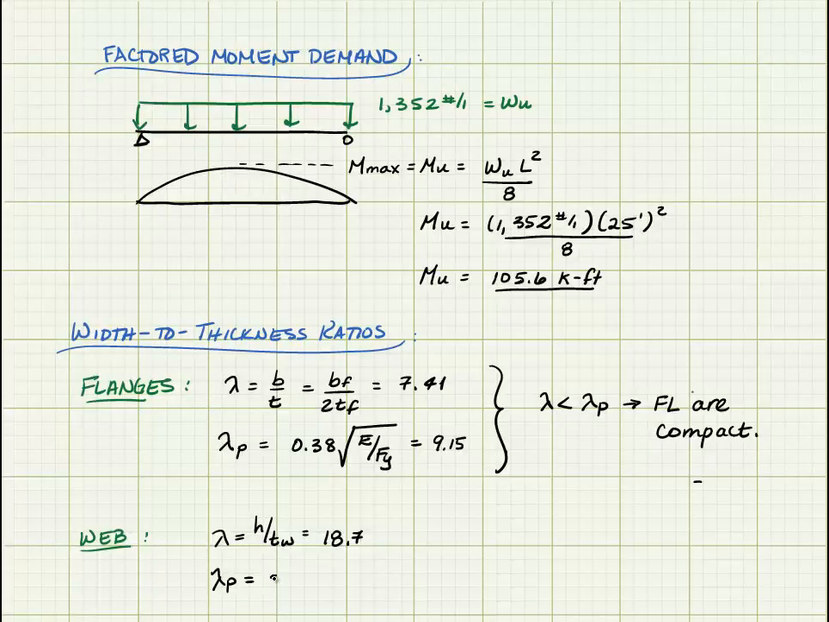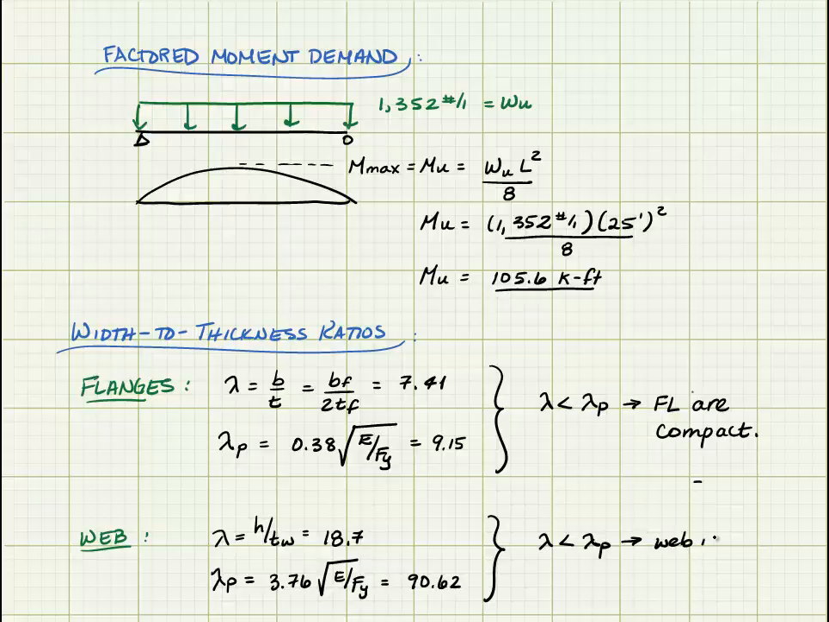So lambda sub p is 3.76 times the square root of E over Fy. For 50 KSI steel, this comes out to a value of 90.62. I don't even have to calculate lambda sub r because lambda is less than lambda sub p. So the web is also compact.